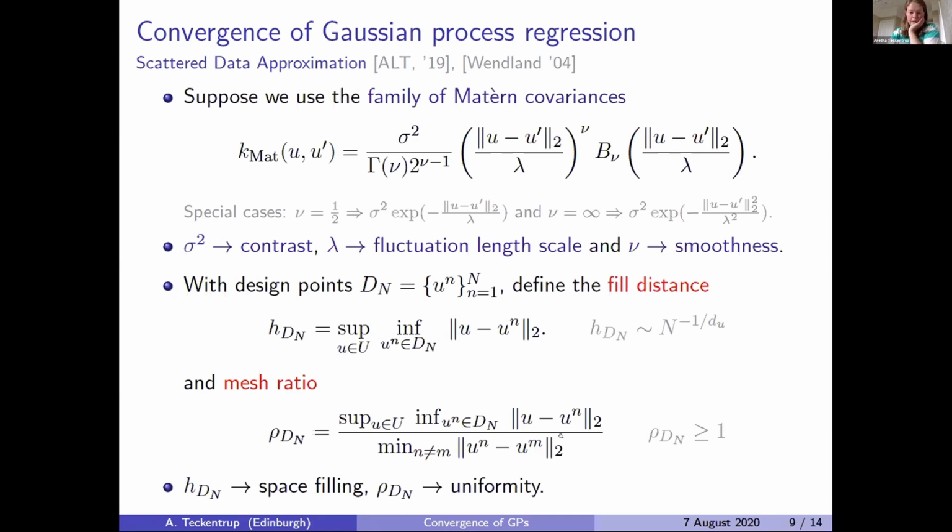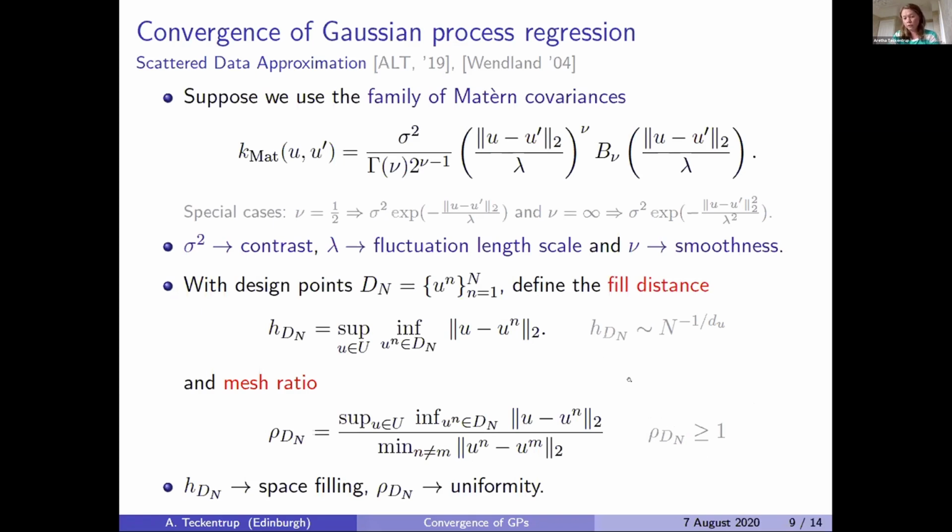It's the same here. And then in the denominator, you actually have the minimum distance between two design points. Okay? So in a way, you're taking the ratio of the maximum distance between the two design points and the minimum distance of two design points. So that tells you a bit how uniformly the points are spread in your domain U. Okay? If you have a completely uniform design, then the mesh ratio will just be equal to a constant.